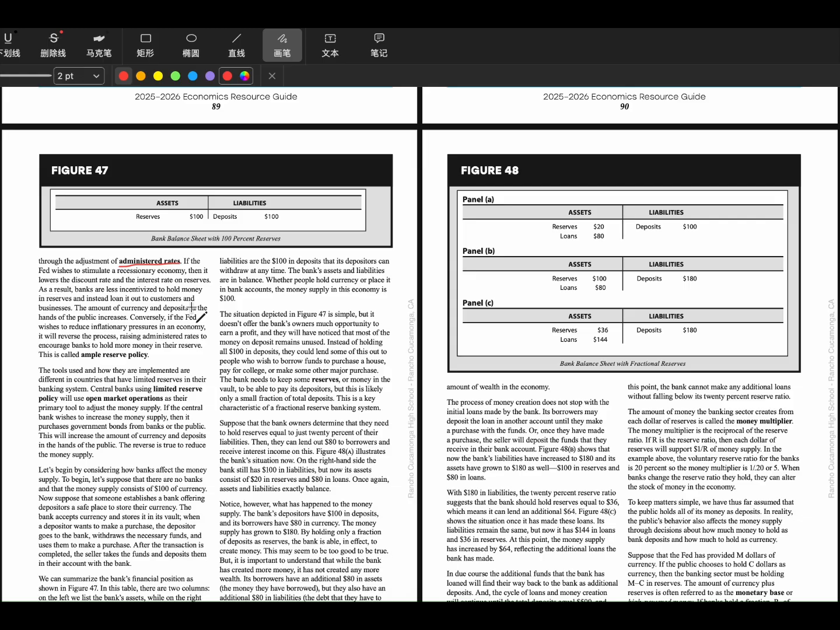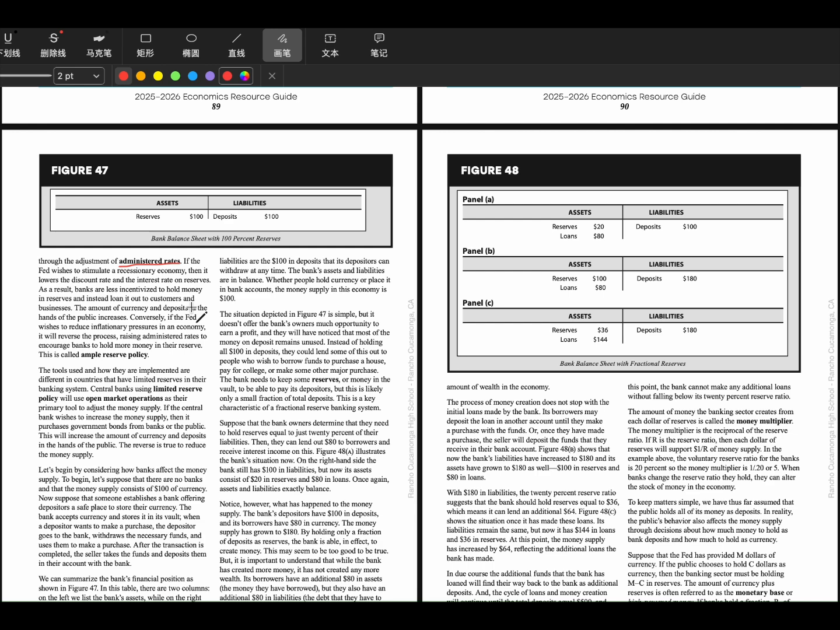Let me define what the administered rate actually is. Let's say that they want to change the rate at which they can lend to the banks. In this case, they would change that rate, and that would be the administered rate. It's a rate that is directly adjustable by the central bank.